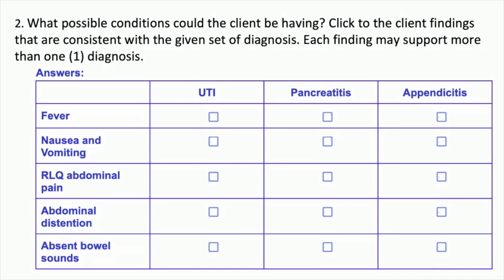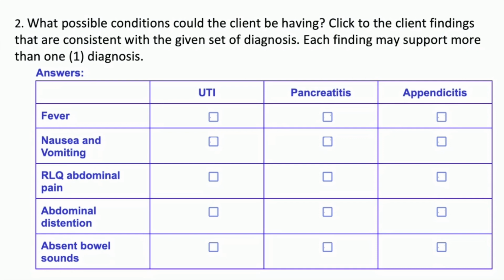So fever, do you see that in urinary tract infection? Do you see that in pancreatitis? Or do you see that in appendicitis? And if fever applies to all three, the intention for NCLEX is that you are going to check the box in all three. If it doesn't, then you would only check the box in what it would apply to.